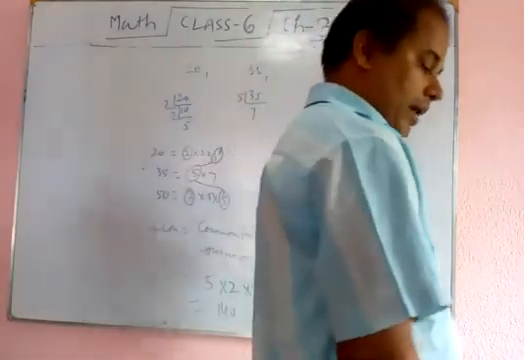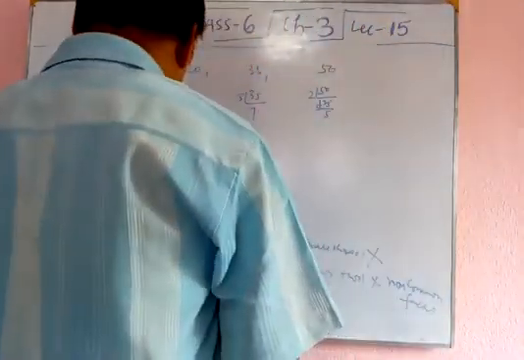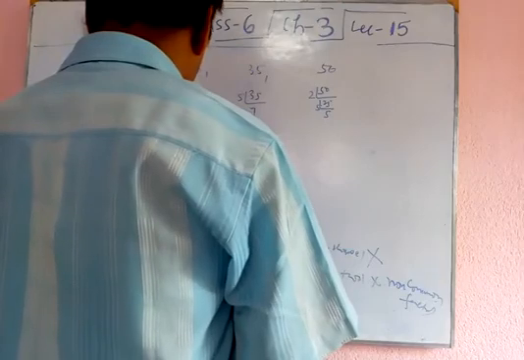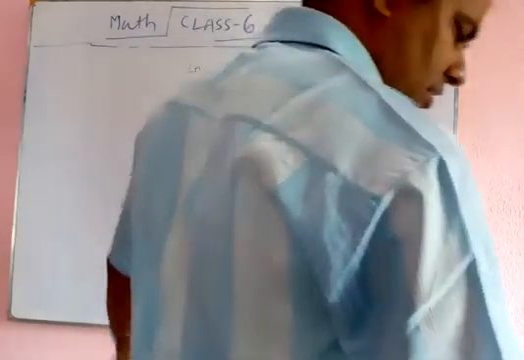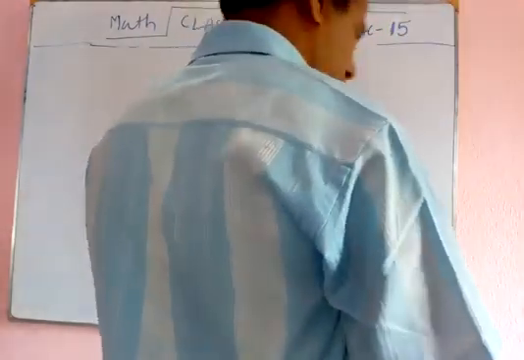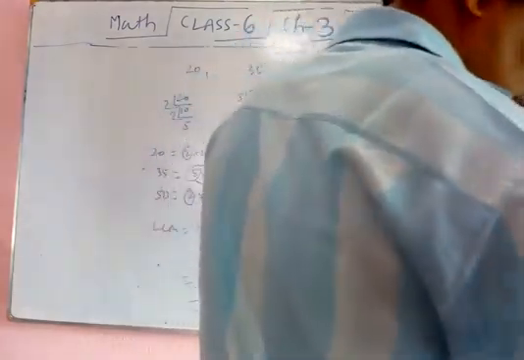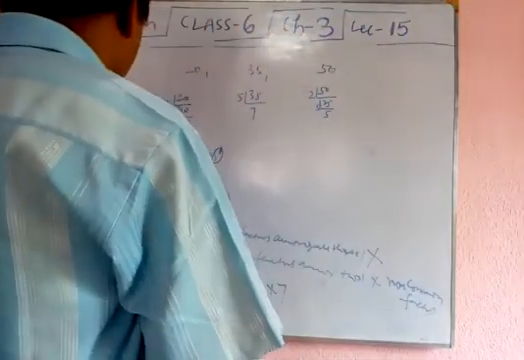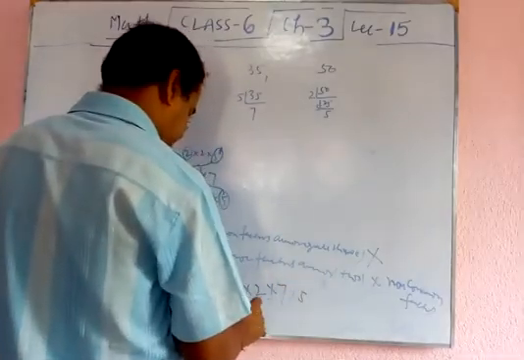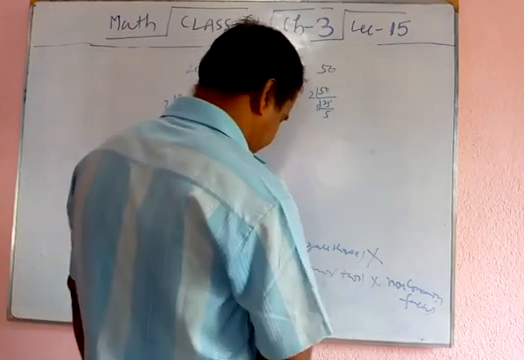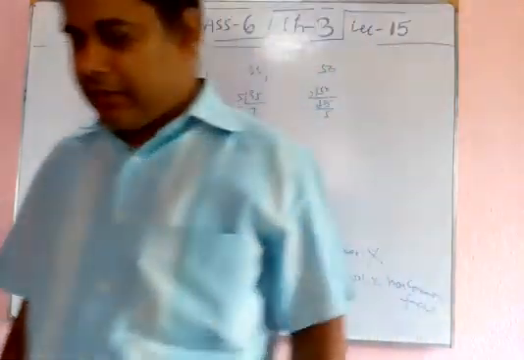So this is the prime factorization method. 20, 35, 50. 2 into 2 into 5, then 5 into 7, then 2 into 5 into 5. 700 is the answer. LCM by division method.